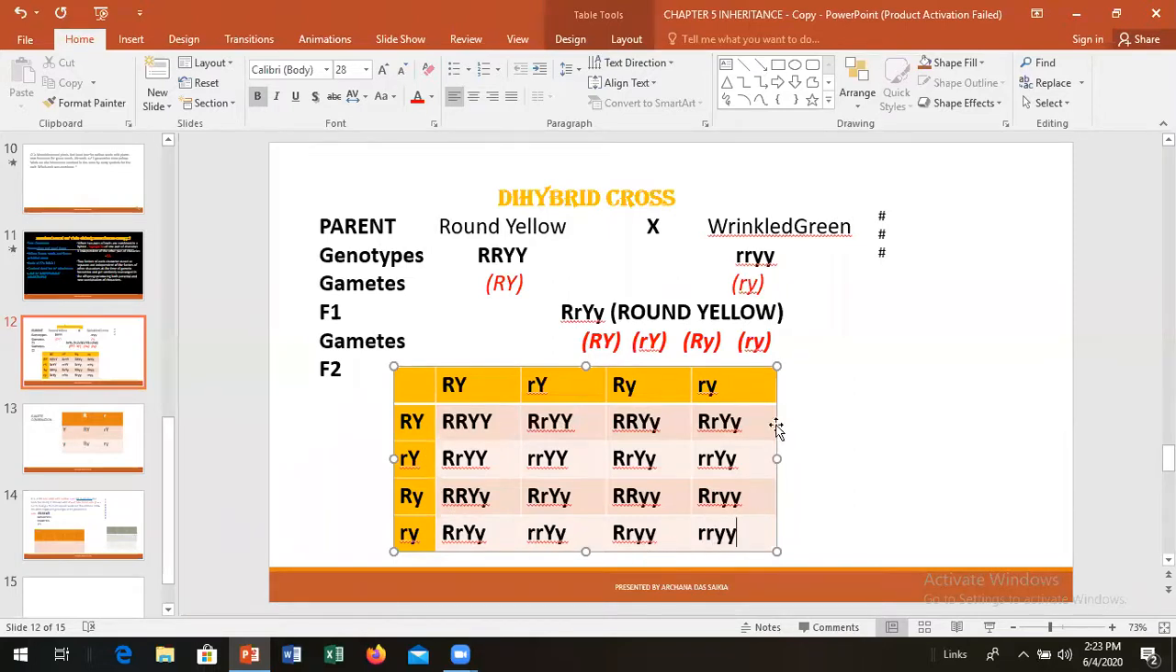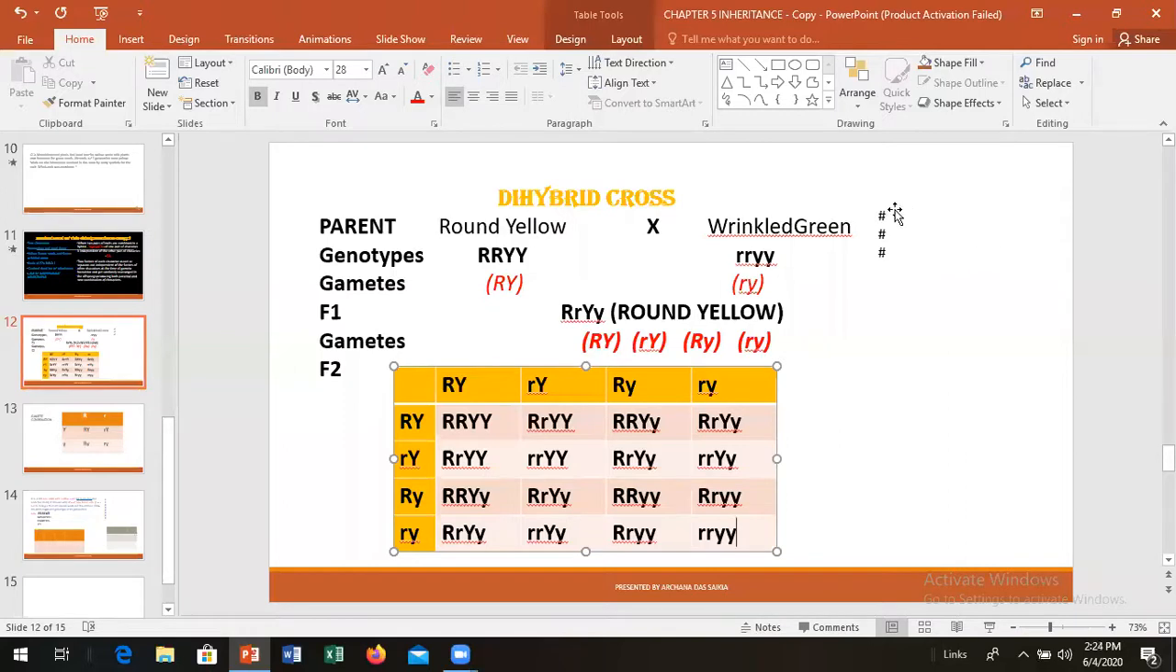Here we got 16 individuals in this manner. That means 16 possibilities of formation of offspring. 16 types are possible when these 4 gametes unite together. Now let us see what we have got. These 16 are genotypes. Now we have to find out the phenotypes. Let us see the phenotypes.